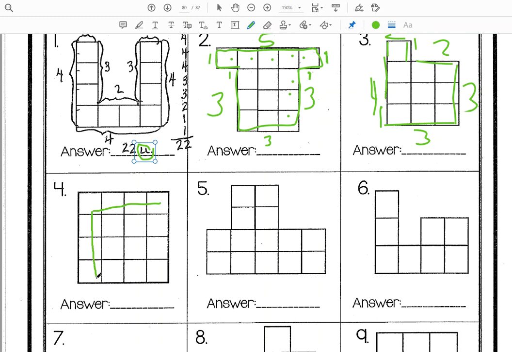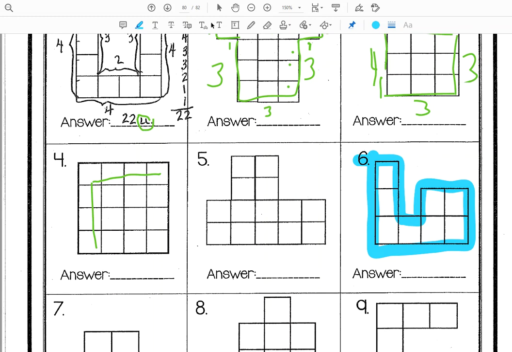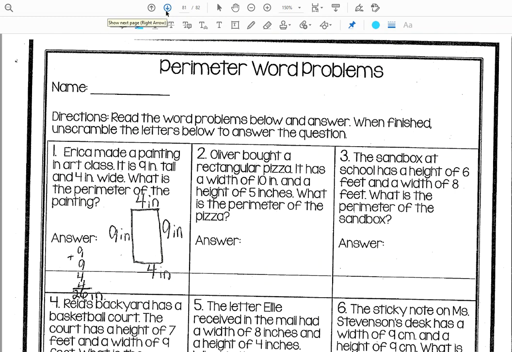Area is multiplying length times width. You want to find around the outside, and you have to look very closely as to what around the outside is. And make sure you get every side. I find it is easier to trace it so I know what I'm looking for.